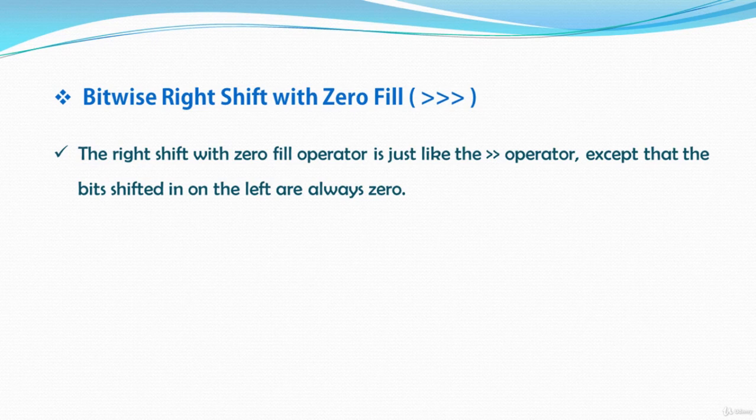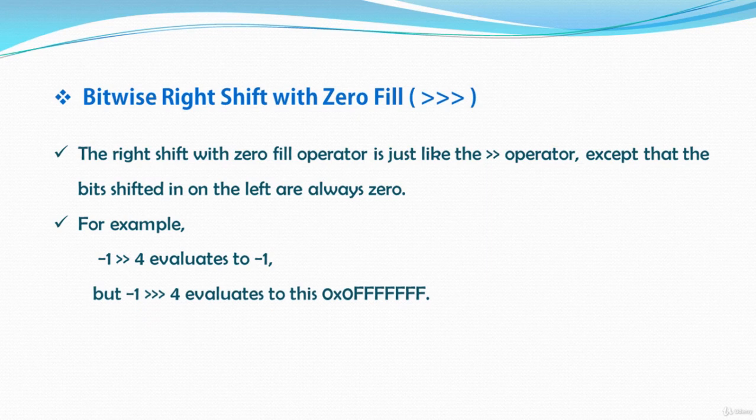Then we have the last bitwise operator, which is right shift with 0 fill. The right shift with 0 fill operator is just like the right shift operator, except that the bits shifted in on the left are always 0. For example, minus 1 right shift 4 evaluates to minus 1. But when we say minus 1, then we specify the right shift with 0 fill operator and specify 4, it evaluates to this, right?